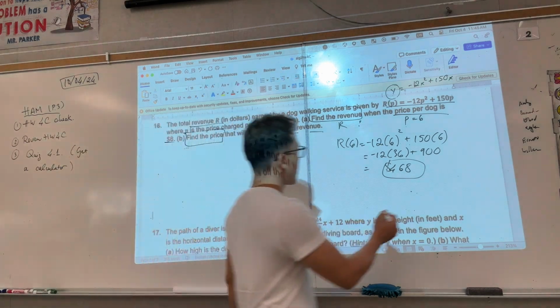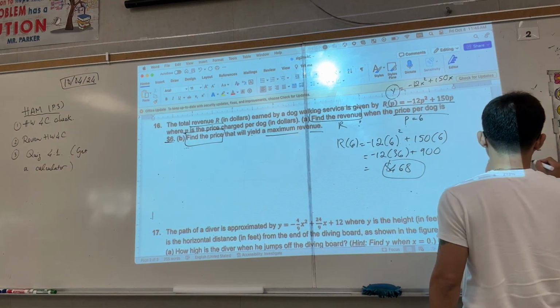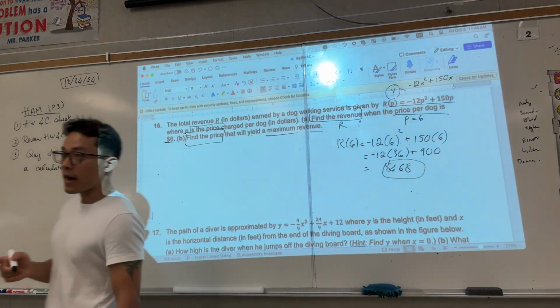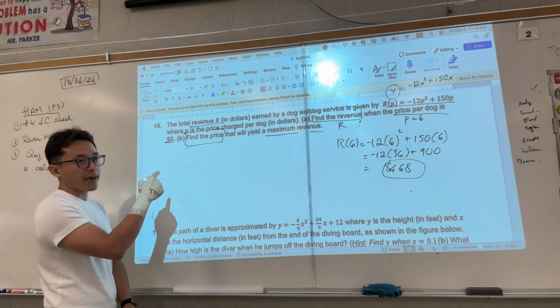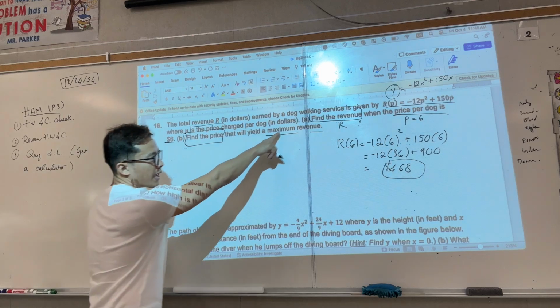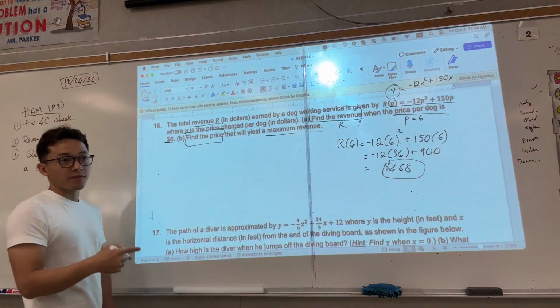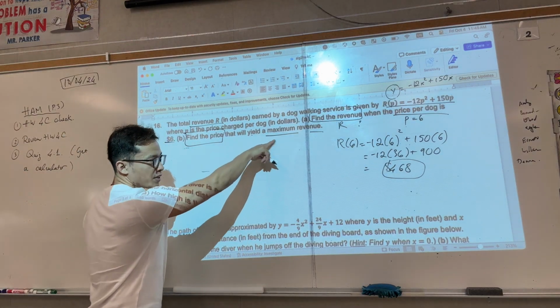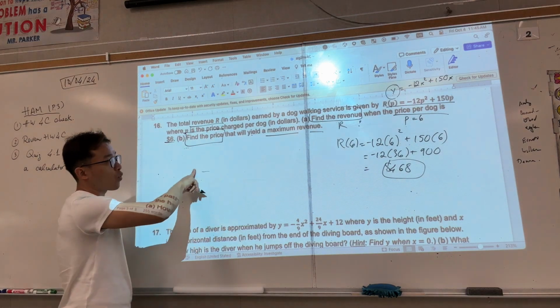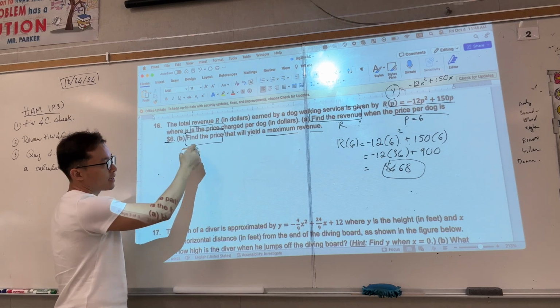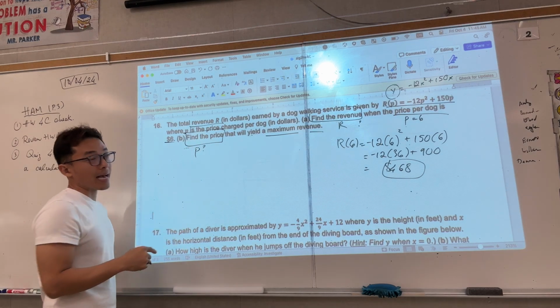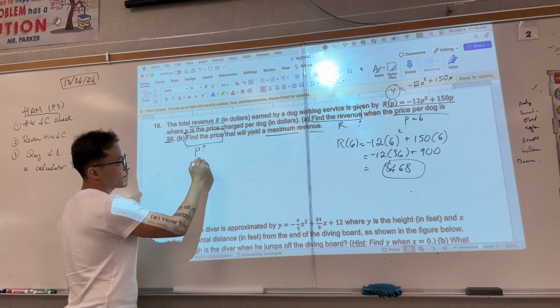So part B, who can help me with part B? Find the price. Okay, Sabrina. I did P equals negative b over 2a. Actually, Sabrina is doing that to find the X vertex, right? Again, maximum, they're talking about a vertex. But in this case, it's not the Y value, because they're asking for the price. Price is the P, P is the X. So they're asking about the X vertex.